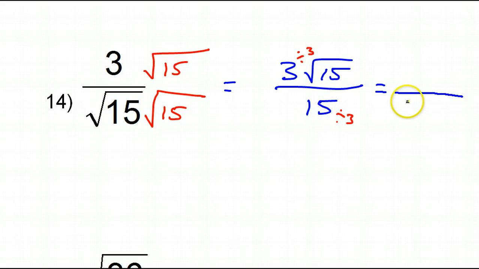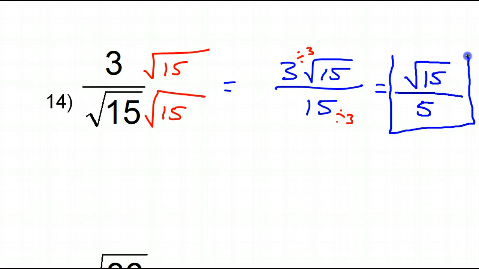15 divided by 3 is 5. So in the denominator we will have 5, and we still have the radical 15. Okay, so basically we canceled this out. Alright, so that's the answer to number 14.